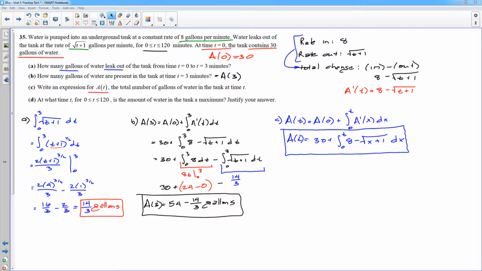All right, let's finish this one up with part D. And let's see, I just took like a 10-minute break there when I paused it, so if I seem disjointed there. All right, at what time t is the amount of water a maximum? We are on a closed interval, and it asks for a maximum. We're going to use the extreme value theorem for part D.